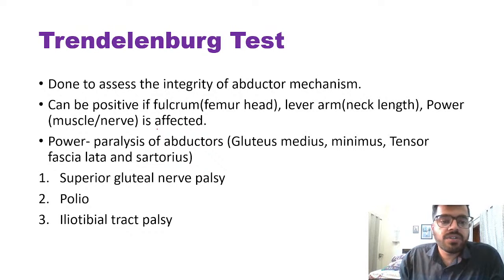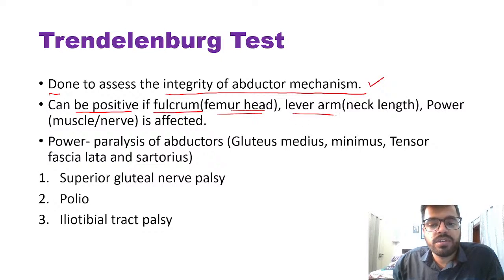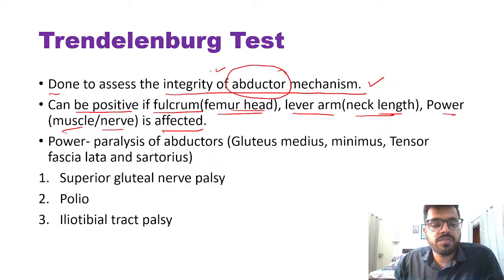What is a Trendelenburg test? Trendelenburg test is done to assess the integrity of the abductor mechanism. It can be positive if either the fulcrum, that is the femur head, or the lever arm, that is the neck length, or the power, that is muscle or nerve, is affected. So basically paralysis of the abductors could lead to a positive Trendelenburg test. So we are assessing the abductor mechanism in the Trendelenburg test.